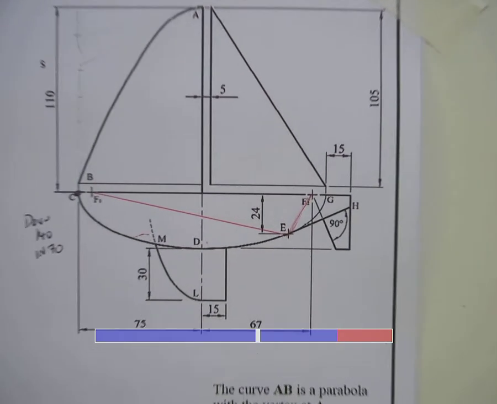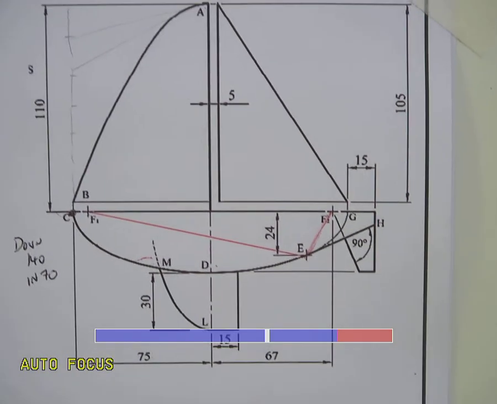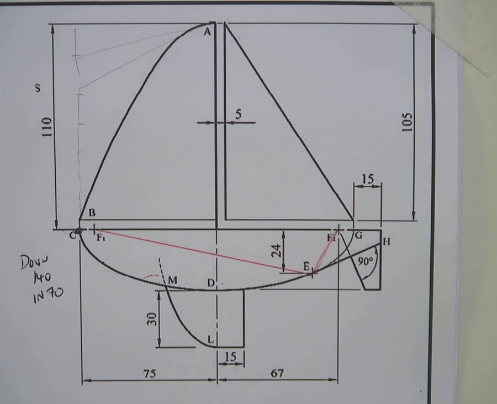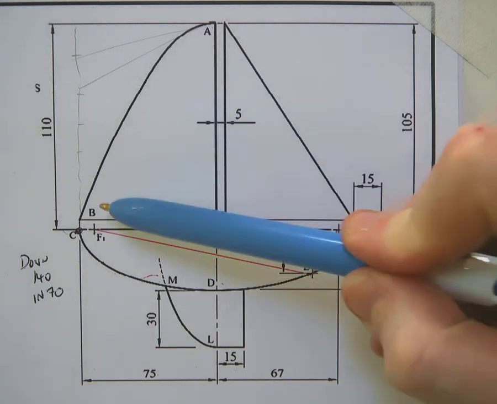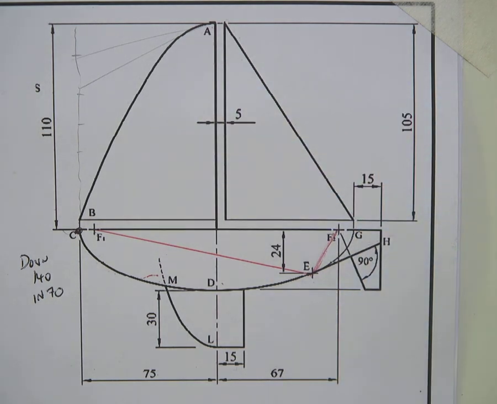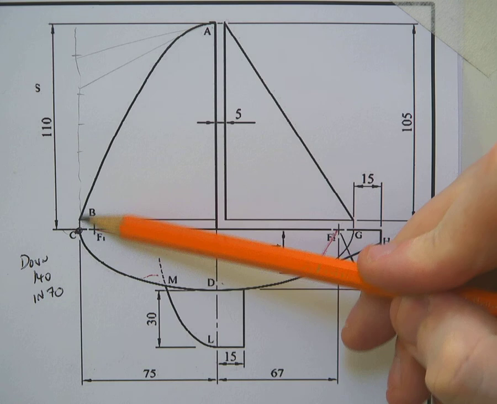In this video I'm going to go through 2010 question 6 that appeared on the Junior Cert. So it's a sailboat. We have a parabola here. The curve AB is a parabola. So the first thing you do is look at the question and make sense of what they're trying to ask you. So in this case they're asking us to draw a parabola.